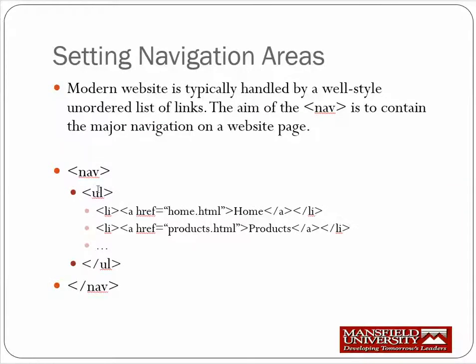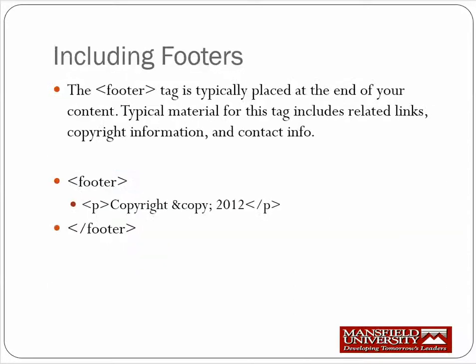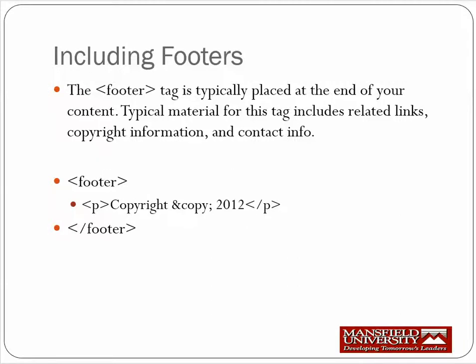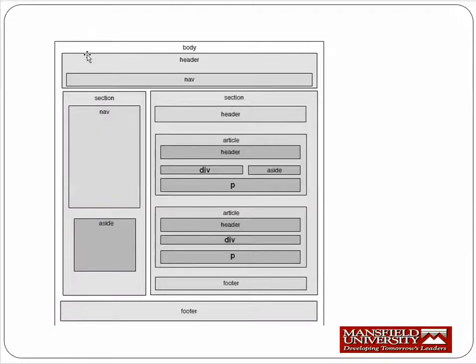Navigation is for the menu, and for the header we may put a logo and the menu. For the footer we can put the copyright, the year or address. For a section, usually a web page can have several sections. An example is just like this. Say we have the body, then we have the header. Inside the header we have navigation, and we have two sections. In this section we have a navigation bar and a sidebar. In this section we have multiple articles, and we have a footer.